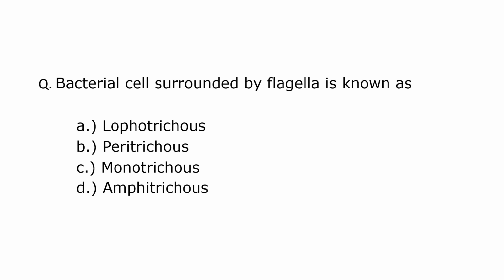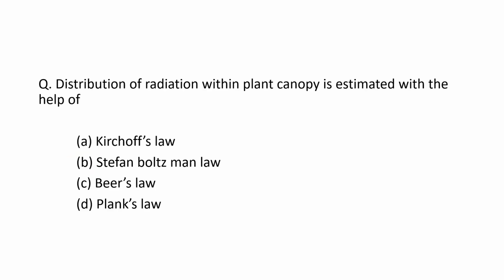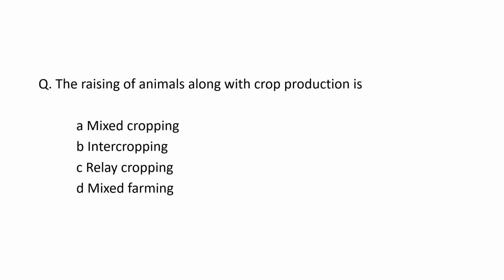The bacterial cell surrounded by flagella is known as, the right option is B, peritrichous. Distribution of radiation within plant canopy is estimated with the help of Beer's law. The right option is C. The raising of animals along with crop production is known as mixed cropping. The right answer is D.